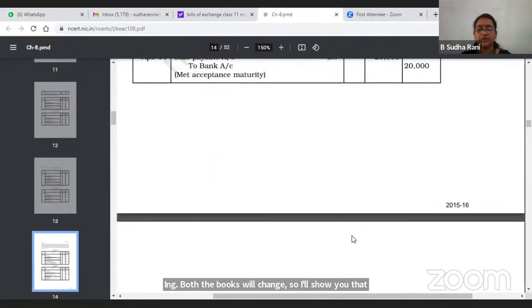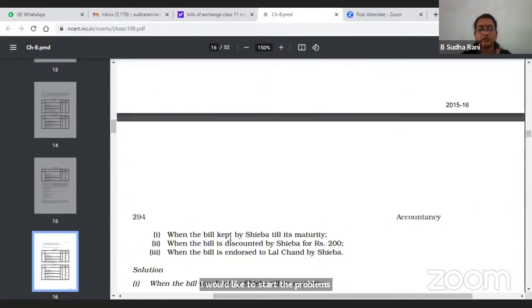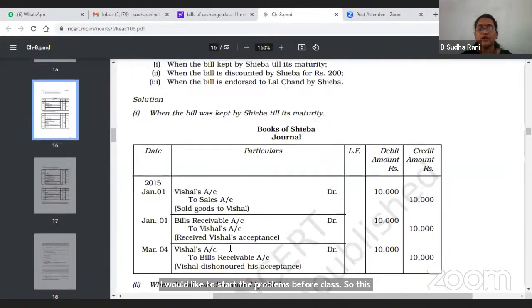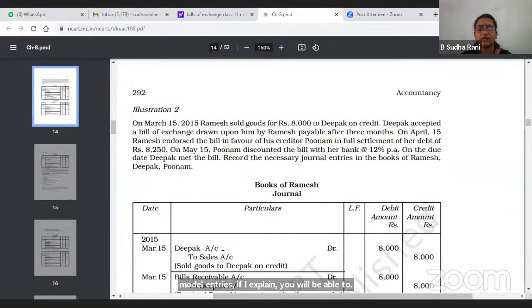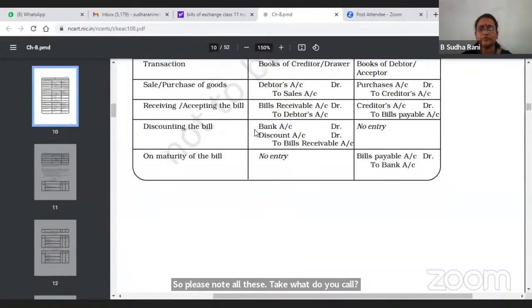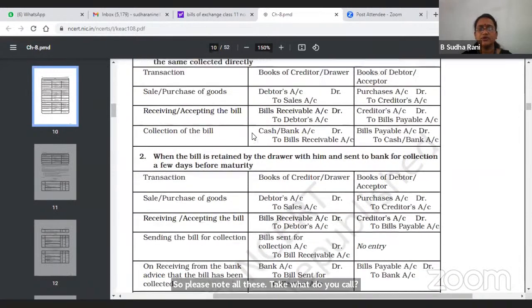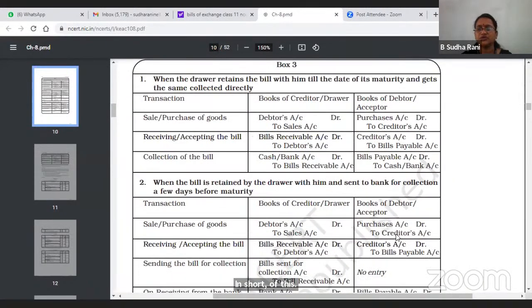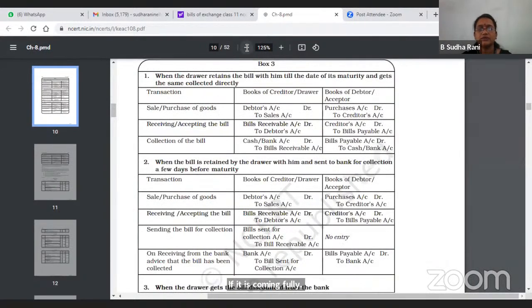I would like to start the problems before class. So if I explain these model entries, you will be able to do them. Please note these down. Take screenshots of these pro forma journal entries. Please, all of you, take the screenshot of this. If it is not coming fully, I'll reduce it. Yeah, the first and second, take the screenshot of it. I hope everyone is done, right? Take the screenshot. These are model journal entries.